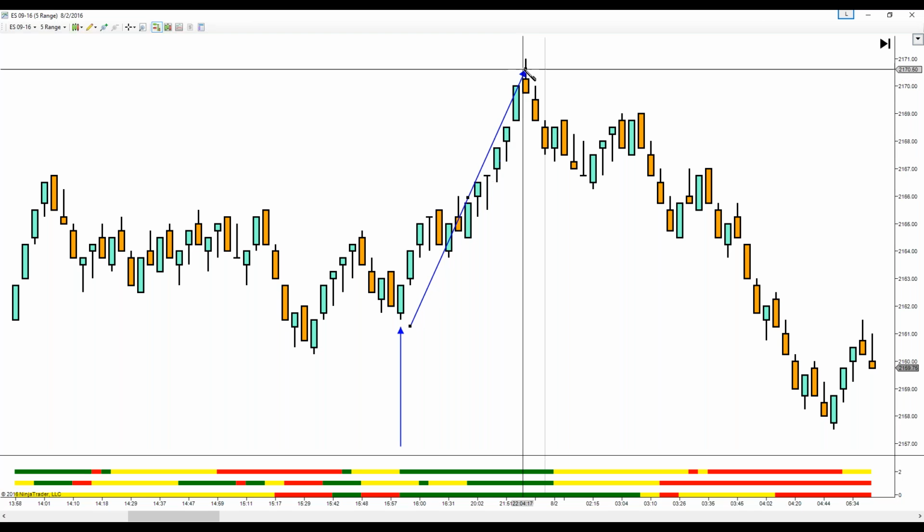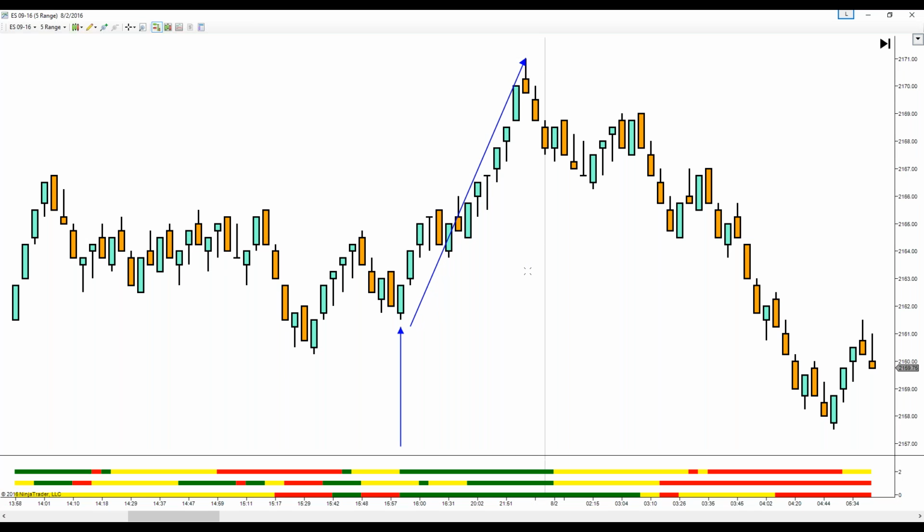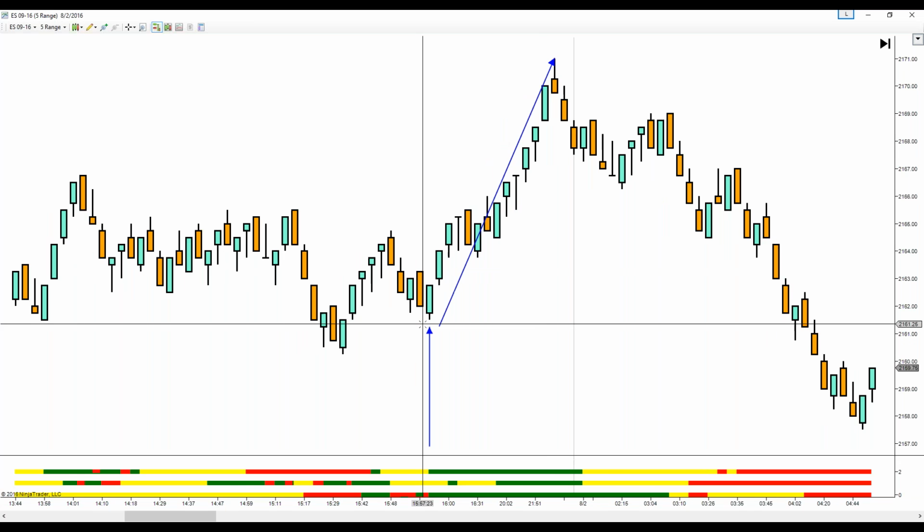And here you go, a really beautiful move to the upside. Now, this isn't going to catch every single move, because the correlation coefficient between these markets ranges from 70% to 90%. But when they do align, you are very likely to get a good trade.